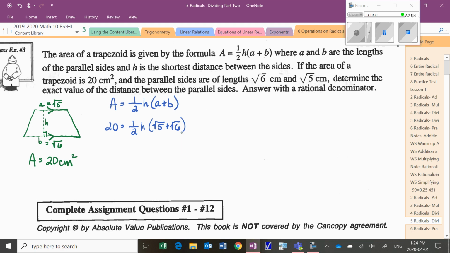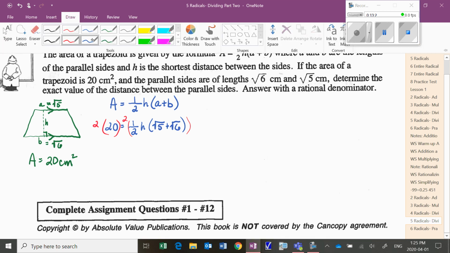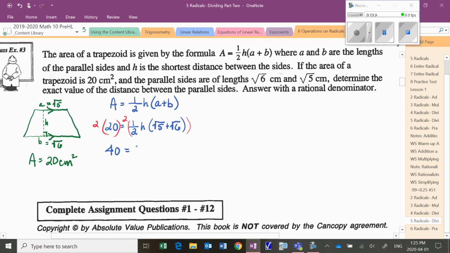So our whole goal, of course, is to solve for h. That 1/2 perhaps can be a little confusing right now. To isolate that variable, we need to do opposite operations. First we're multiplying by 1/2. If we want to get rid of that fraction, we multiply both sides by 2. So if I multiply the right side by 2 and the left side by 2, then the new and improved equation is 40 is equal to, and 2 times 1/2 is just 1, h times (root 5 plus root 6). That looks much better already.